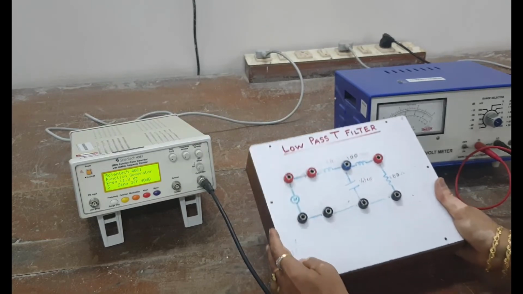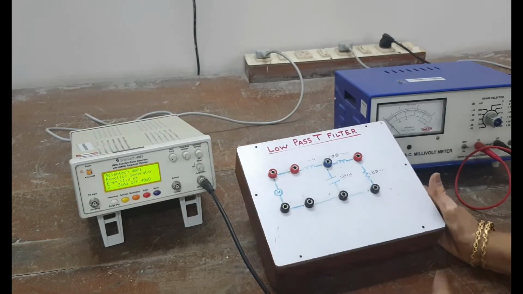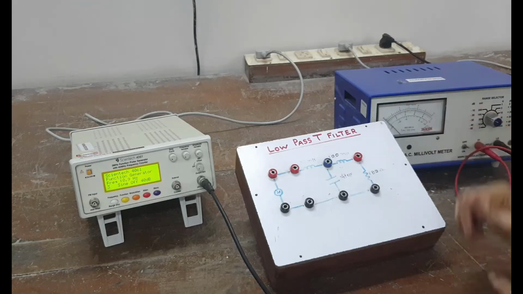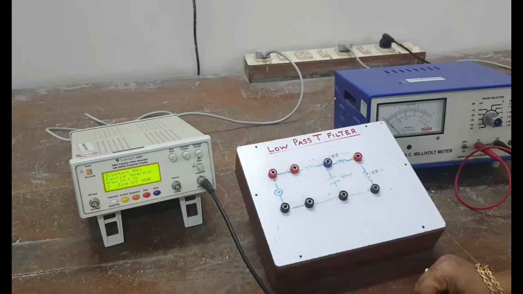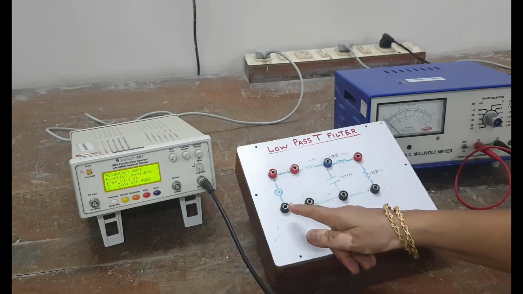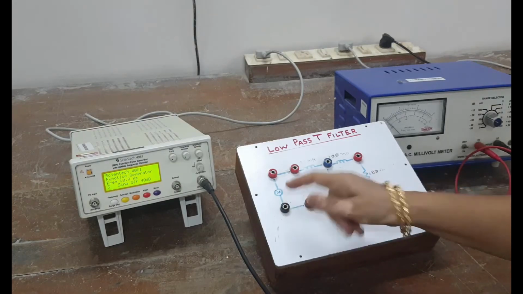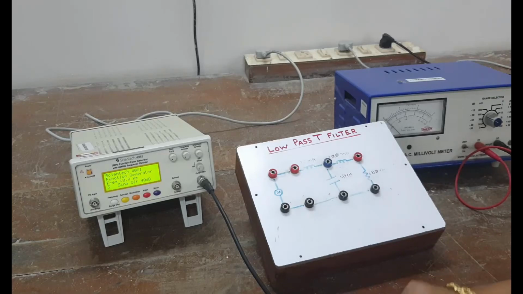So before going to the experiment, we can see the 2 instruments we are going to use. One is a function generator that we are going to connect at the input of this network, and here we have an AC millivoltmeter. With this we are going to measure the input voltage as well as the output voltage.